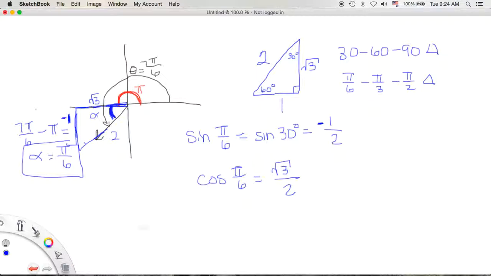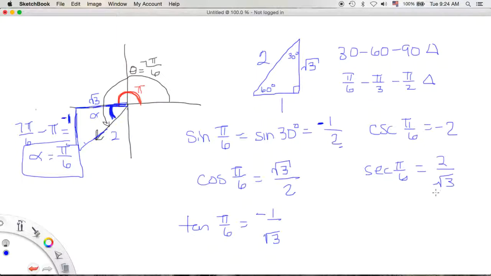Now from all of these, of course, we can find the tangent. Tangent of pi over 6, we can either do sine over cosine, or we can do opposite over adjacent. And again, they'll rationalize this, but you don't really need to. The cosecant of pi over 6 is the reciprocal of the sine, so it's just -2. The secant of pi over 6 is the reciprocal of the cosine. And the cotangent of pi over 6 is the reciprocal of the tangent. So then you can get all of these angles.